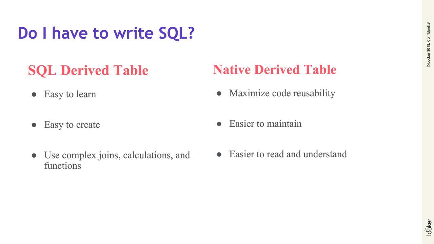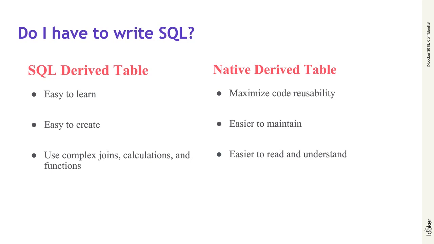And then the last pro that I'll call out for a SQL derived table is that if you're doing lots of complex joins where you're joining subqueries together, or if you're doing calculations that span across multiple pieces of your query, it's still very easy to do. Because as long as you write out that logic in your query, you just copy and paste it into Looker, and then you can use it.